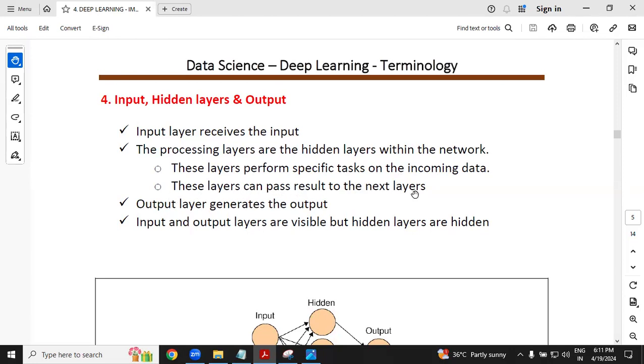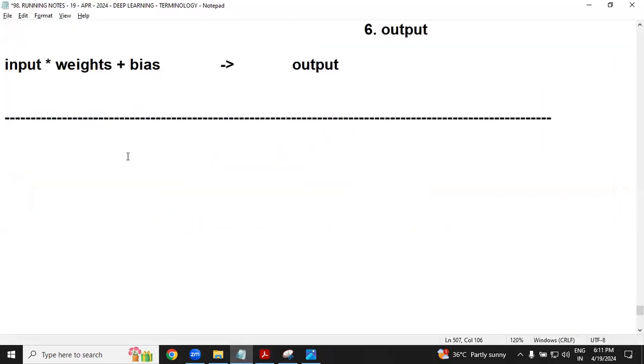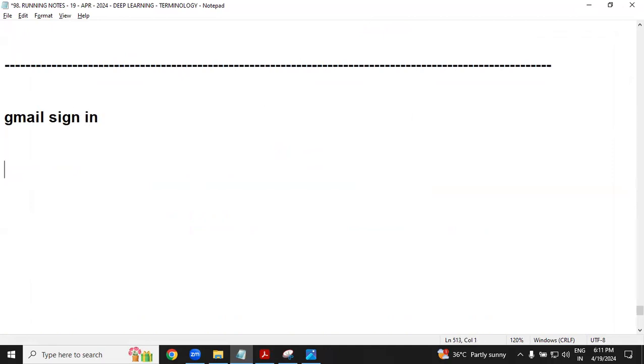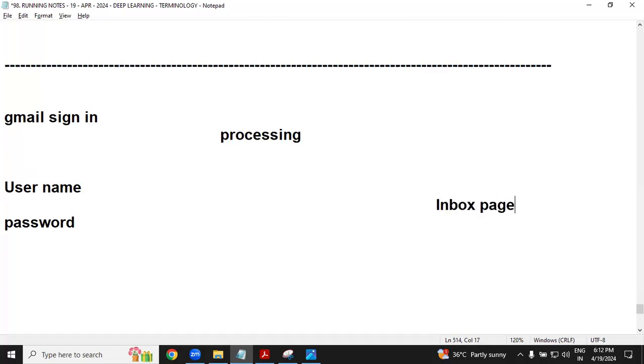If you want, I will give a small general example. I hope everyone knows Gmail sign in. In the Gmail sign in, you provide a username, and the next one is a password. Frankly speaking, this is neuron number one, and this is neuron number two. If everything is valid, the processing happens once you press the trigger button, and here we get the inbox space. I would like to say this is the output.